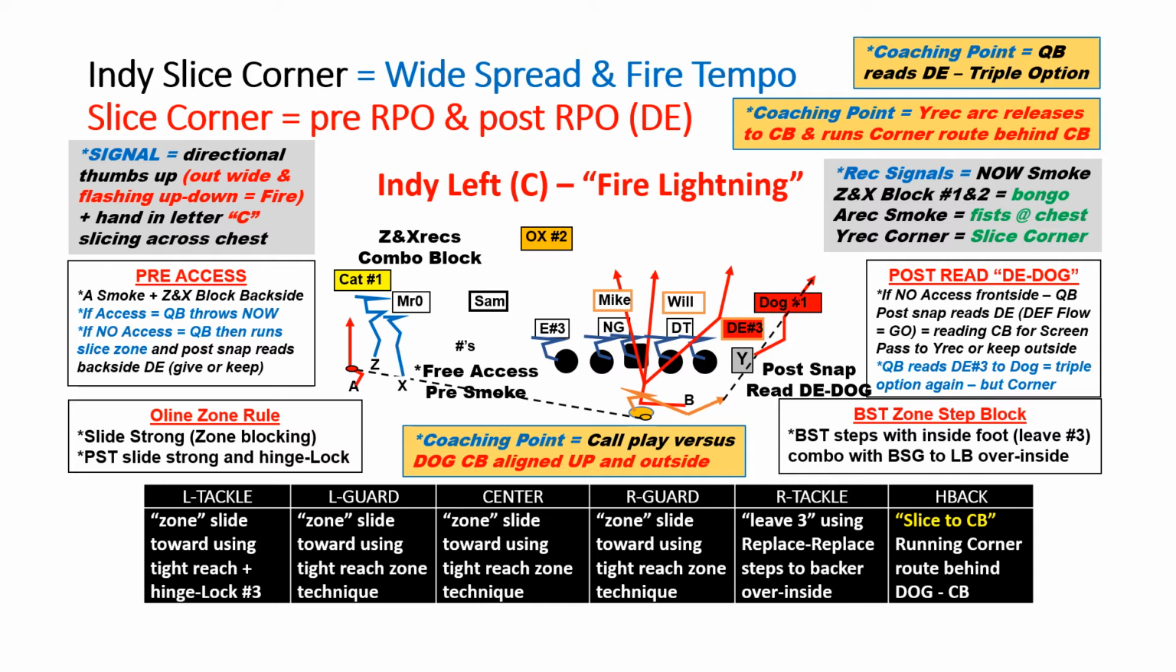So we simply would do an Indy left with a C signal, slicing cross now. Still fire lightning. Quarterback is going to pre-snap, look for numbers on the smoke. He doesn't have it, then we're going to post-snap read the defensive end again with a give to the back or a keep, and then throw corner over the defensive back.